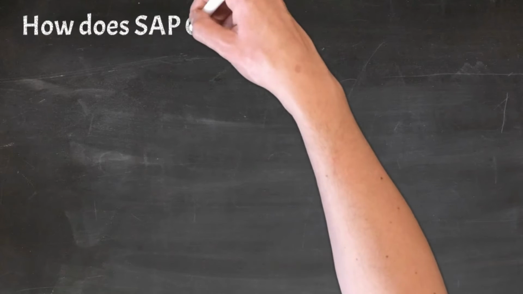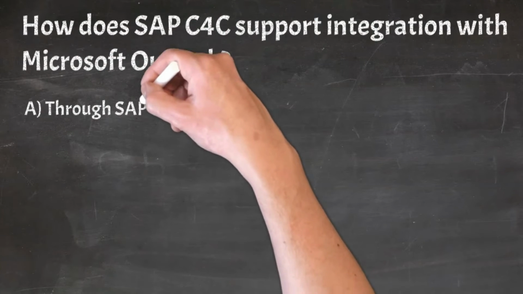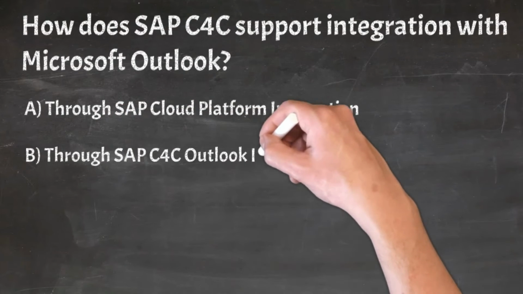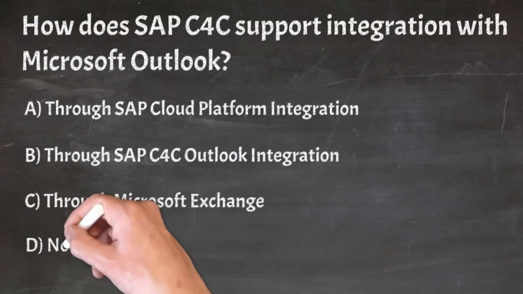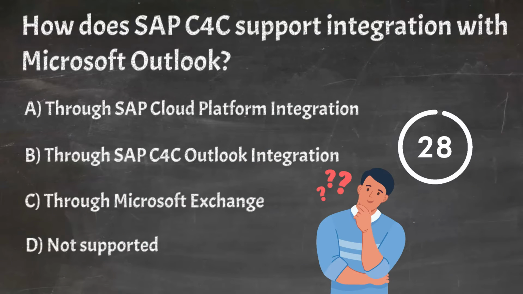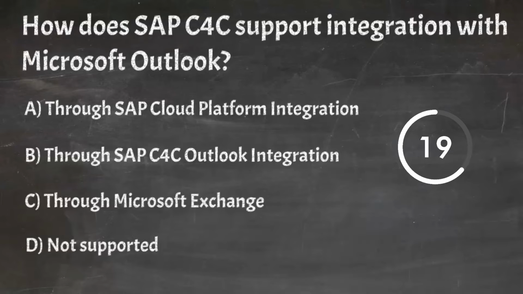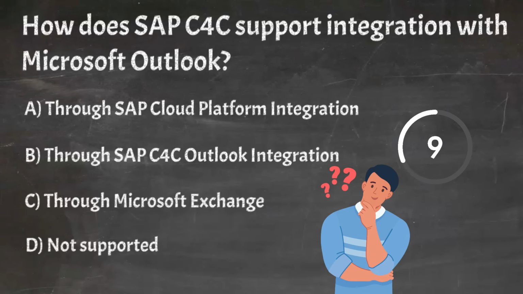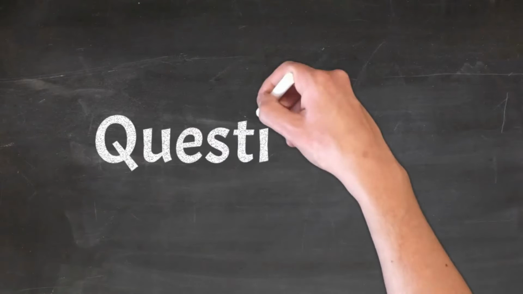Question 14. How does SAP C4C support integration with Microsoft Outlook? A. Through SAP Cloud Platform integration. B. Through SAP C4C Outlook integration. C. Through Microsoft Exchange. D. Not supported. Correct answer B.